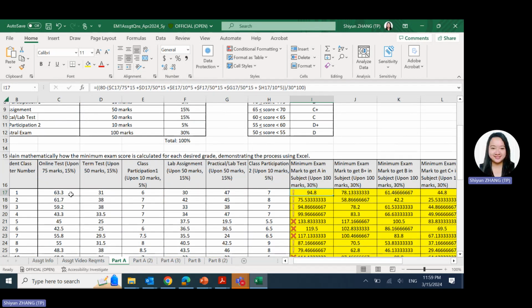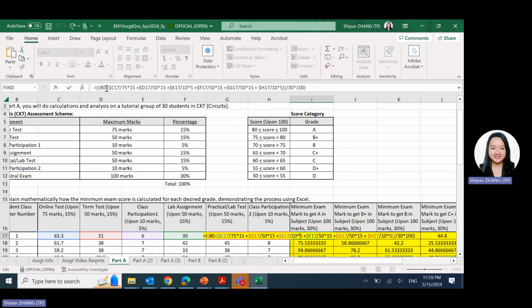Okay, so what I'll do is use 63 divided by 75, which is the full marks, multiplied by the weightage, which is 15%. So I click on this, which is C17 divided by 75 multiplied by 15%. I add each and every one of them up together. Then, because he wants to know how much he needs to score, I use 80, which is the score for an A, minus the entire string, divided by 30%, because the semester exam itself is 30%. Okay, so this is how I managed to get this.